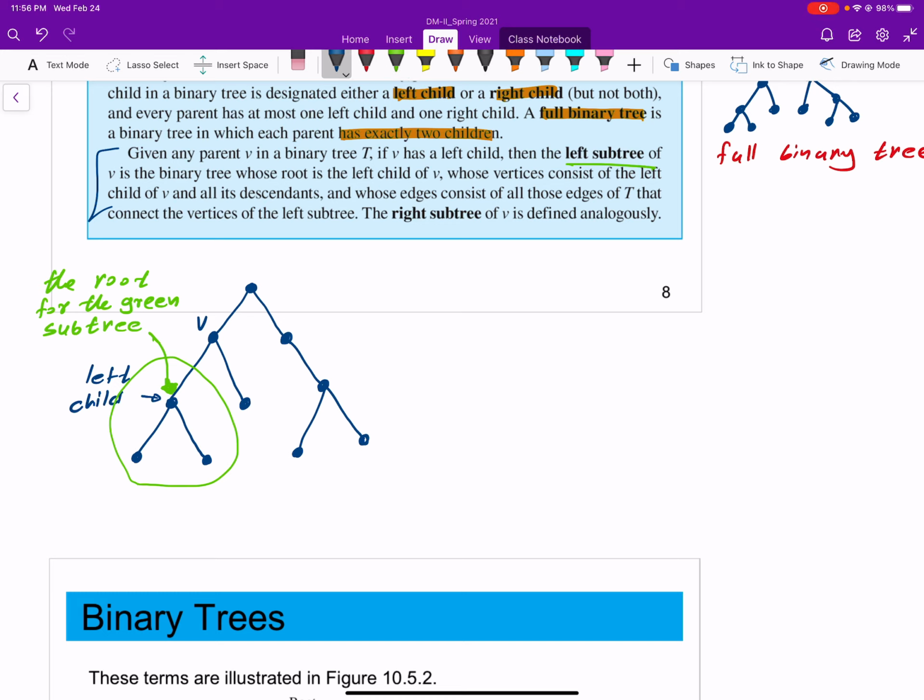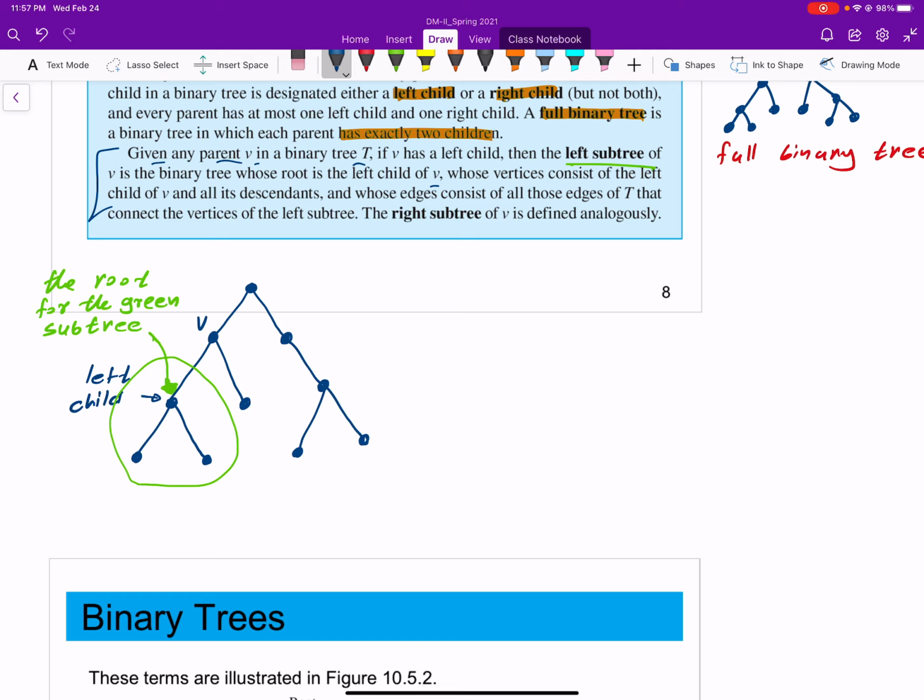Let me read this again. Given any parent v in a binary tree T, if v has a left child, then the left subtree of v is the binary tree whose root is the left child of v, whose vertices consist of the left child of v and all its descendants, and whose edges consist of all those edges of T that connect the vertices of the left subtree.